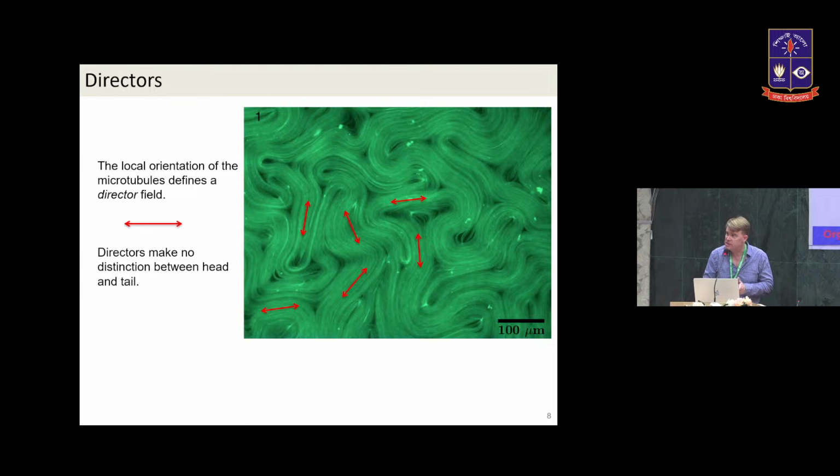And then you'll also see that there are these voids, places where the local order is not defined, and these form topological charges. And we've seen examples of this actually earlier today.